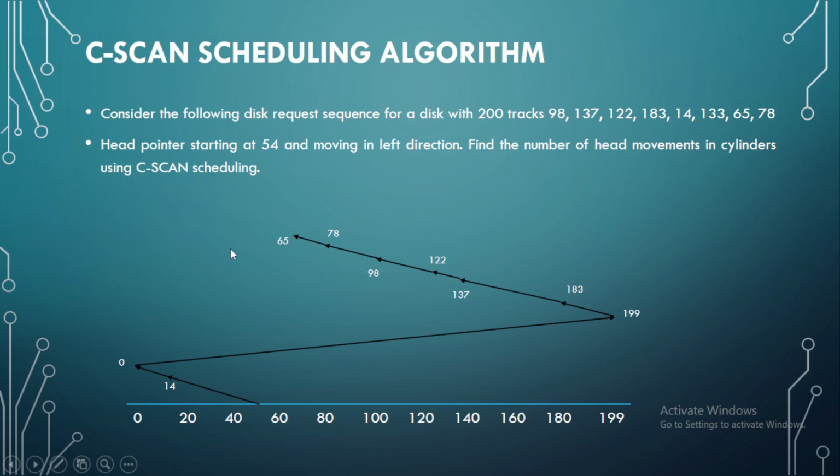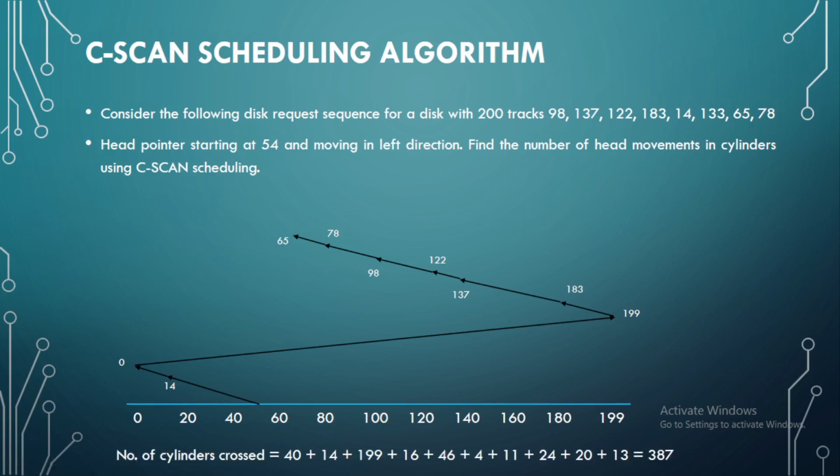Okay, now we have to find the number of head movements here: from 54 to 0, and from 0 to 199. So 199 plus 54 plus 199 minus 65, that is 199 minus 100, from 199 to 65. So it will give you 387. The sum of all these movements is 387.